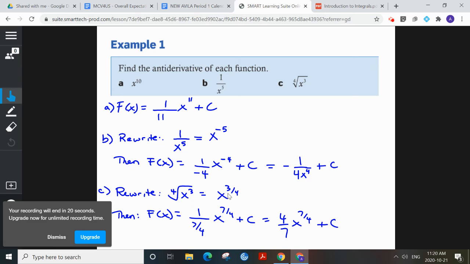Okay, and last I have this example here. If I want to end up with x to the 3/4, remember I rewrite it first, I'm going to do the same thing. 1/(n plus 1) times x to the n plus 1 plus c will give me the antiderivative. In other words, if I take the derivative of this function, I will get this answer.